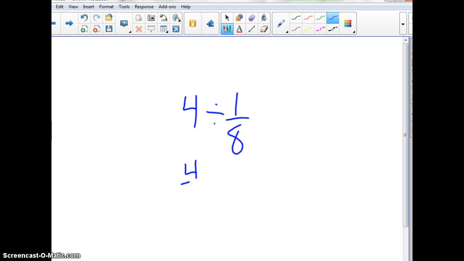We would make the 4 into a fraction, 4 over 1. Next. Change the symbol. Good work. And we flip it. We find the reciprocal. You guys can do this in your head, right? Sure. It's 32 over 1, which is the same thing as 32.